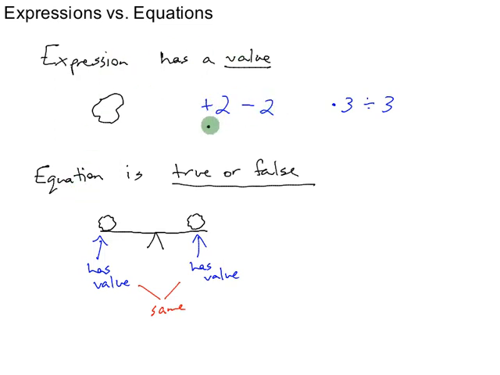So what can you do to an expression that doesn't change its value? Well, if you add 2 and subtract 2, that's the same thing as adding 0 or subtracting 0. If you multiply by 3 and then divide by 3, that's the same thing as multiplying by 1 or dividing by 1. So with expressions, you're only allowed to do things that do not change its value. Okay, so you're very limited as to what you can do. You can do things like add 0, subtract 0, or multiply by 1 or divide by 1.